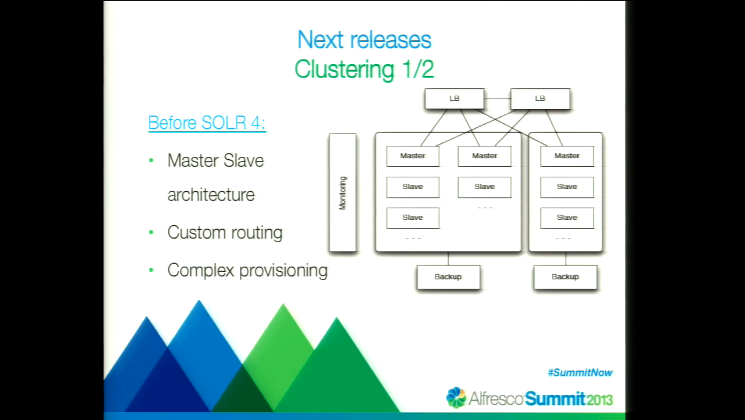So this is the current cluster. When you set up a cluster, you have to set up a load balancer and route your queries yourself between the master SOLRs. This is a custom routing and even complex for provisioning. So you have a duplicated effort. All the masters go to Alfresco and ask for indexing, and it just duplicates the effort. If you are running this on only one box, you are not taking the benefit of running a cluster here.